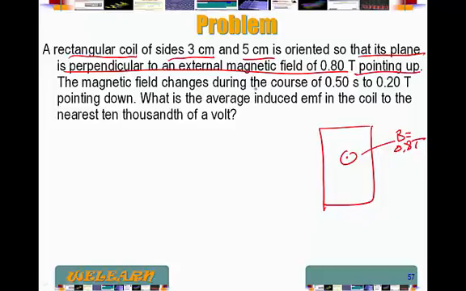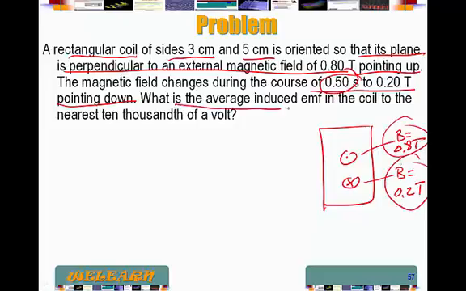The magnetic field changes during the course of 0.5 seconds to 0.20 teslas pointing down. So the new field is going to be pointing down, this way, 0.2 teslas, and it's going to take 0.5 seconds to go from this field to this field. The question is asking us about the average induced EMF in the coil to the nearest 10,000th of a volt. Okay, so the EMF is given by minus N delta phi over delta t.